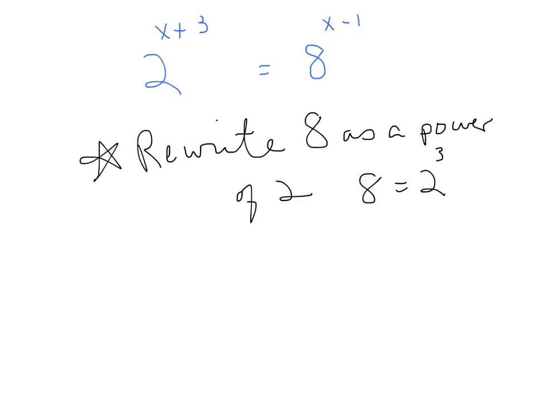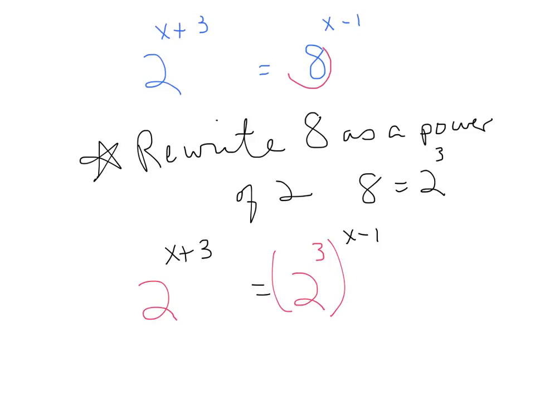What that will do for me now is I will have 2 to the x plus 3 on the left, I don't have to touch that one, equals 2 to the third, which is my 8, raised to the x minus 1. Okay, so what I've done is I've taken this 8 to the x minus 1, and I've rewritten 8 as 2 cubed, and I've just plugged it in there. So 2 cubed is my 8. Now, rules for exponents. We know when you take a power to a power, you multiply the exponents. Be careful because that's binomial.